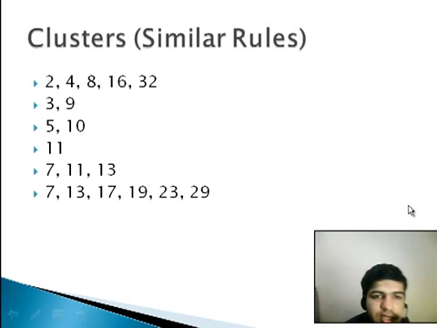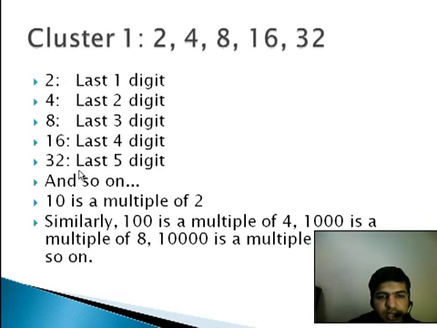I have made clusters for all the numbers that have similar rules of divisibility. That is 2, 4, 8, 16. They have similar tools, similar rules for divisibility. Similarly, 3 and 9 have somewhat similar rules. And in the same way, 5, 10, 11, 13. So we'll discuss all these clusters one by one. Let's start with the first cluster.